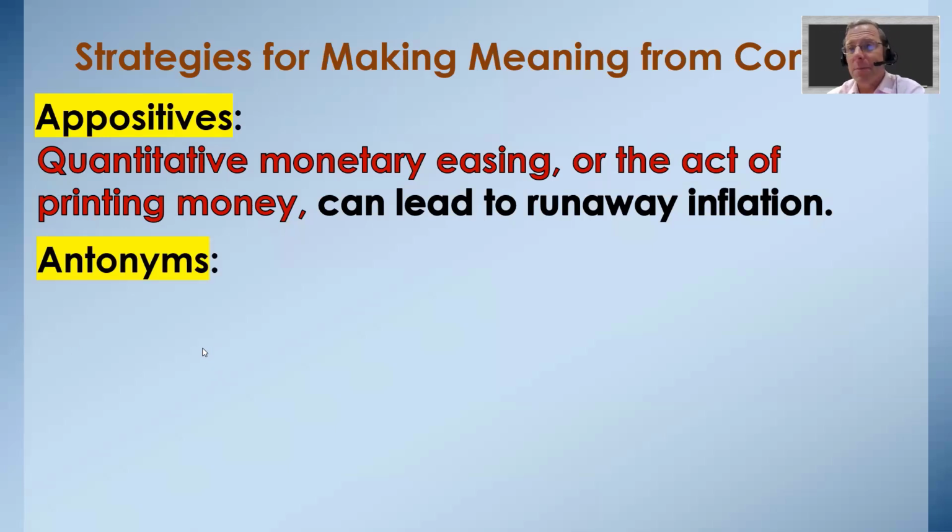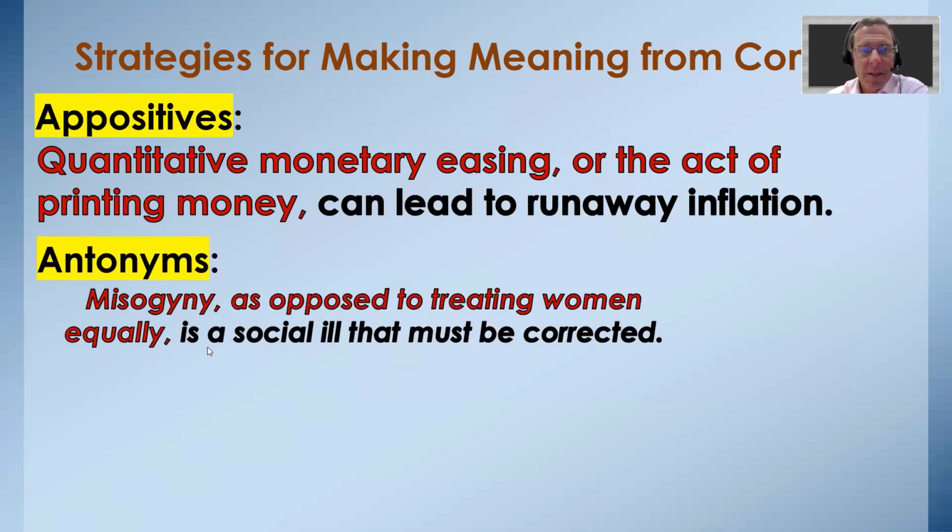We can use antonyms or words that mean the opposite. Misogyny, as opposed to treating women equally, is a social ill that must be corrected. When I see as opposed to, I know that we're talking about the opposite relationship. So I know that misogyny is the opposite of treating women equally.